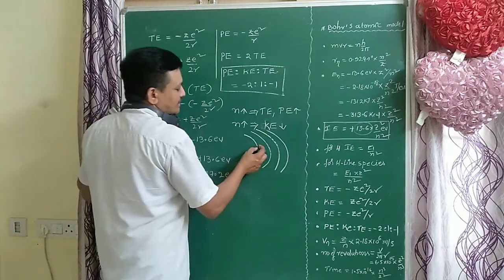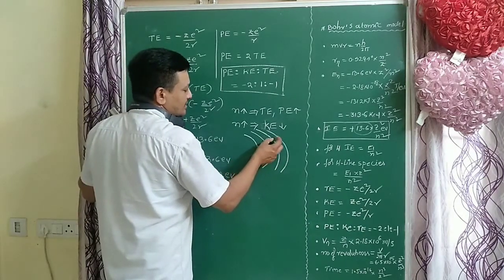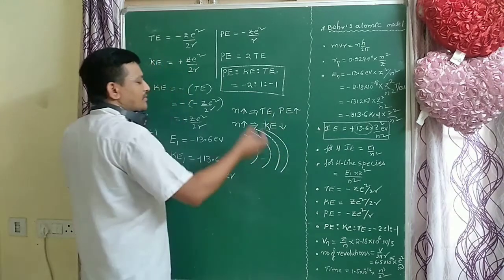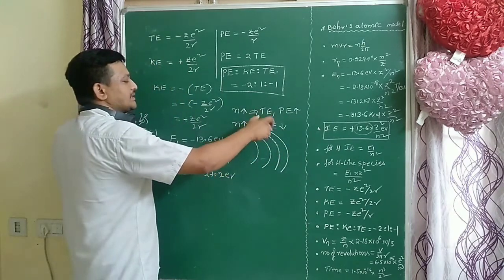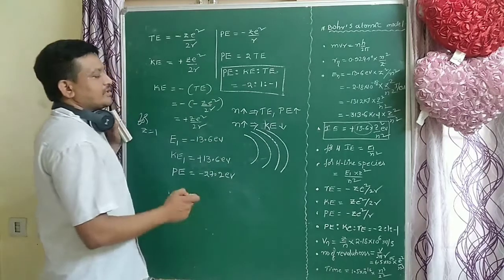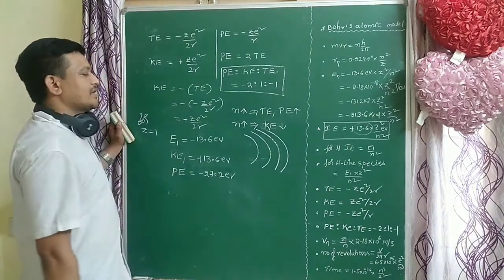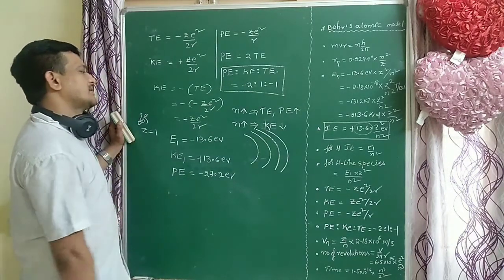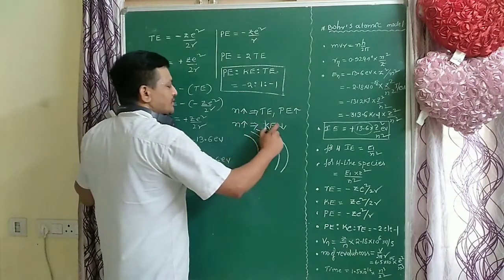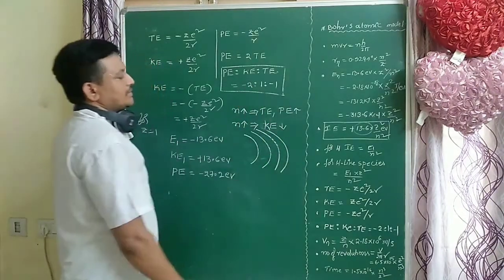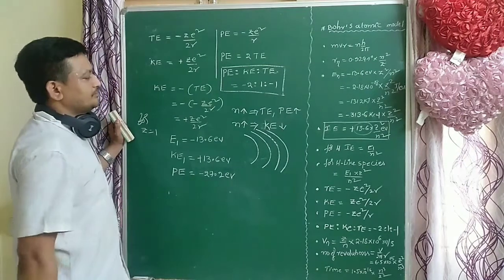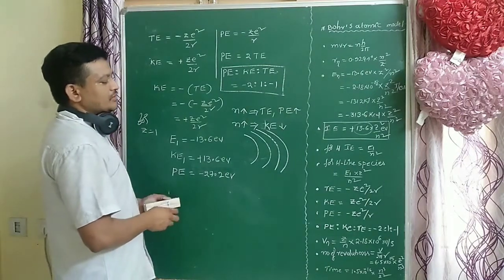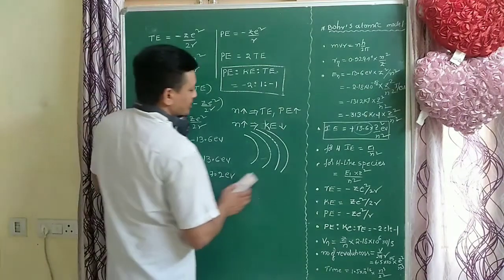As the n value increases, total energy and potential energy increase, and kinetic energy decreases. Why? Because velocity decreases as the n value increases, so kinetic energy also decreases. That is very, very important. Next, go to velocity of the orbit.